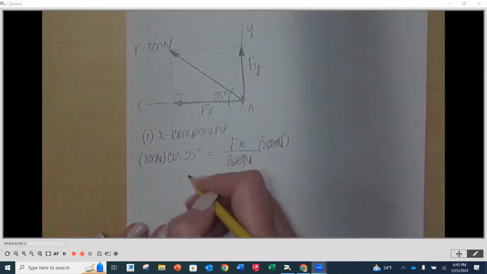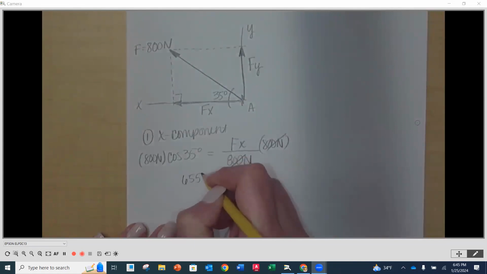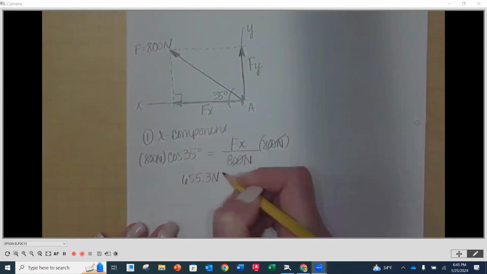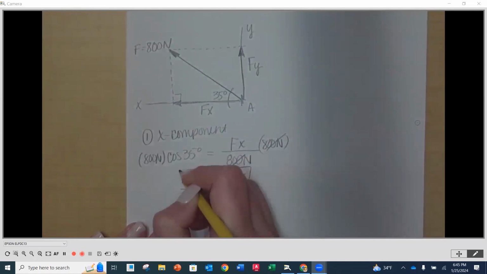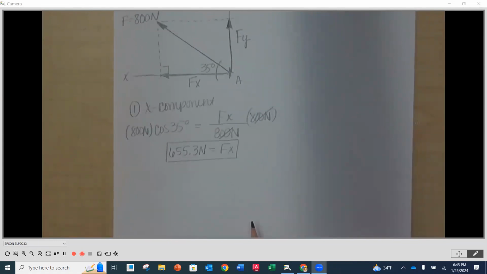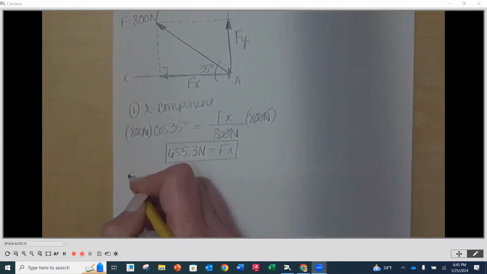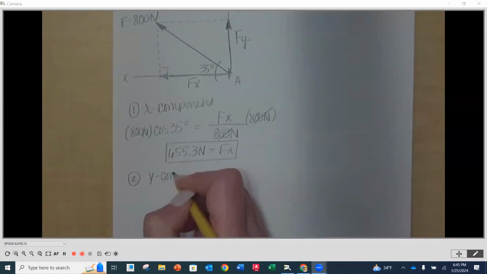And when we do that, we're going to get 655.3 newtons is equal to Fx. Okay. And then we're going to do the same thing. Step number 2 is going to be our y component.